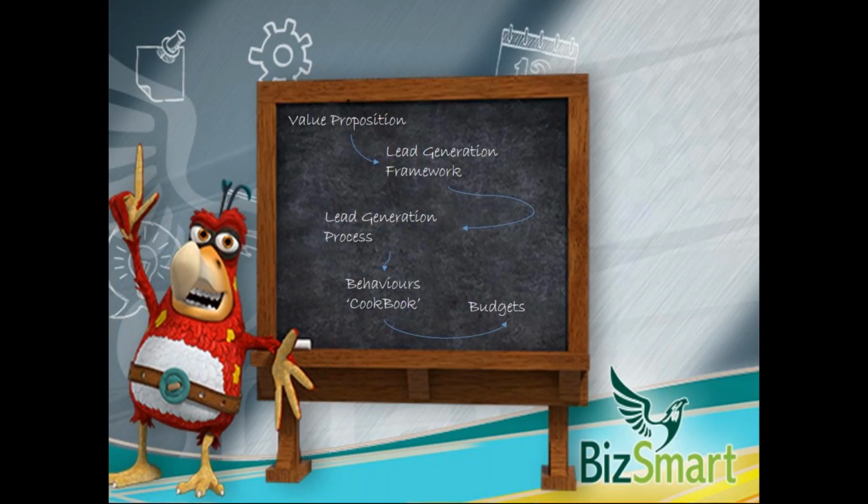Okay, thank you. Your next question from Jonathan, how do we track whether our activities are working? Okay, another great question, and that comes back to the lead generation process going into the behaviours cookbook. So you should know what it is that you're expecting, so you can track whether you've made the phone calls or not. You can track whether that's led to the meetings or not, and you can track whether that's led to the sales or not.